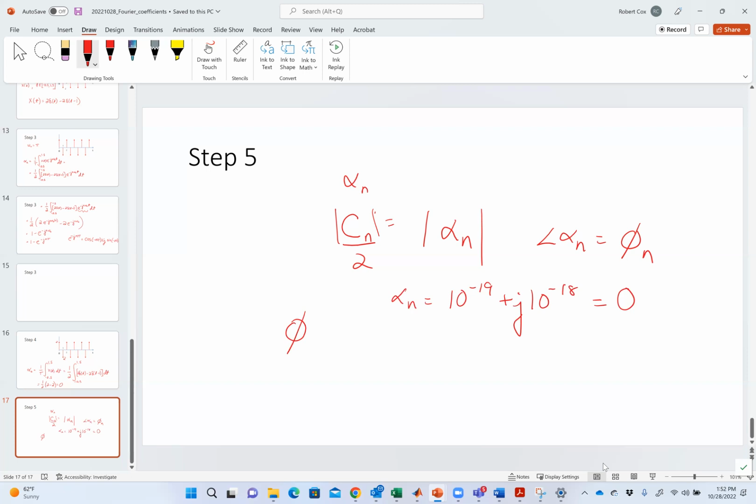This is the kind of problem where sometimes you guys get stuff right that you shouldn't, because I'm overly generous on rounding. So when I look at this, let's think about it. How would I get the angle of this number? Yeah, I get the arctan of 10 to the minus 19 divided by 10 to the minus 18, which is the arctan of what?